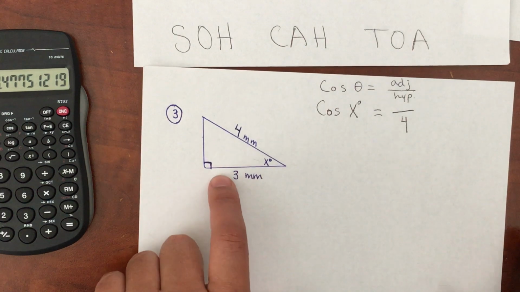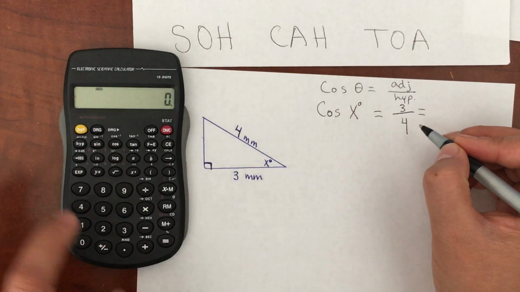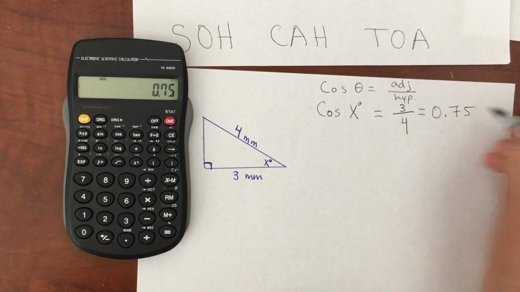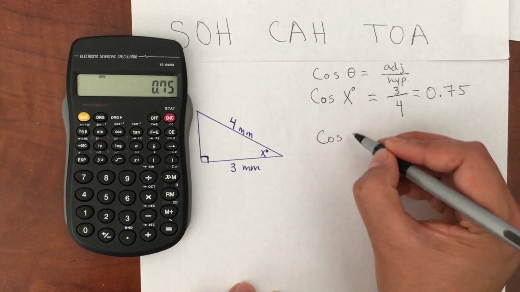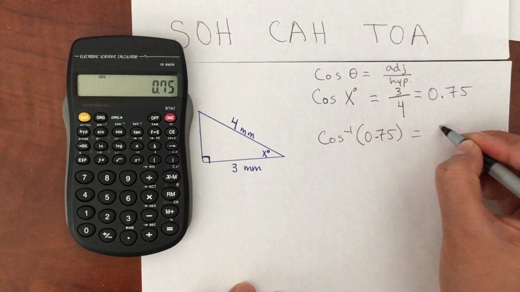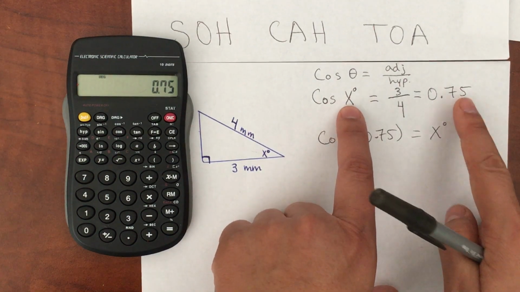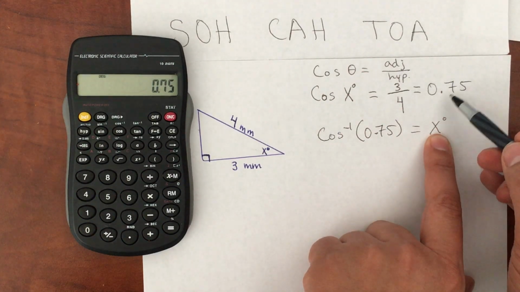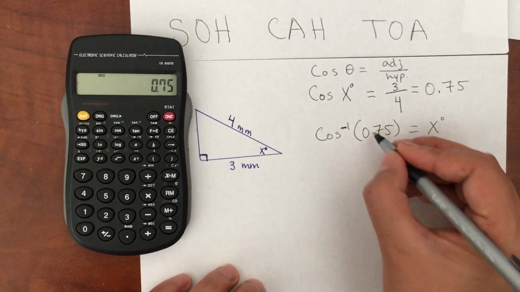Then you know that the 3 is the adjacent one. Remember, 3 divided by 4 is 0.75, but if you're not sure, you can just use your calculator. It's one of those that we should know, 0.75. And so, remember that we're going to put the cosine inverse of 0.75 to give me the angle of x. What I'm doing is basically switching these, right? The x goes to the end to give me the degrees, and the ratio goes right next to the cosine, but now the inverse.